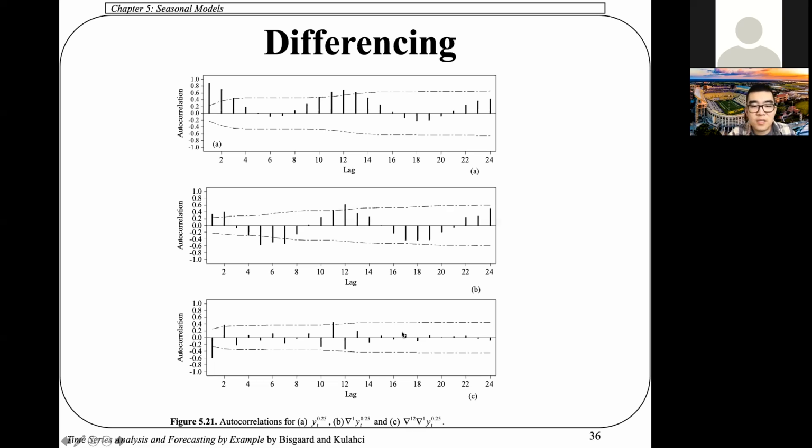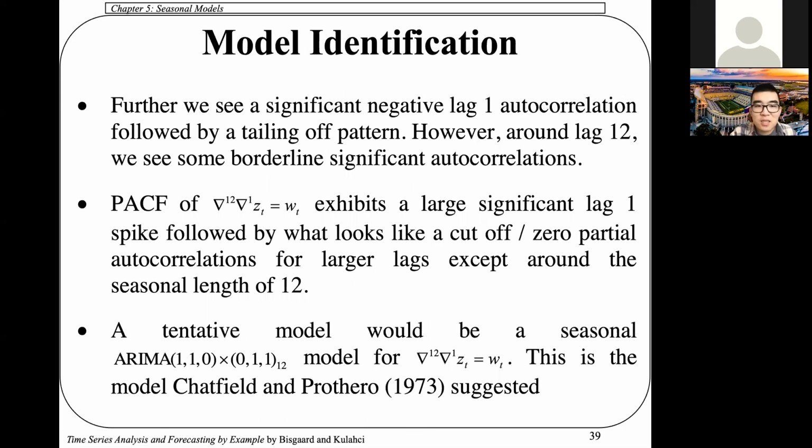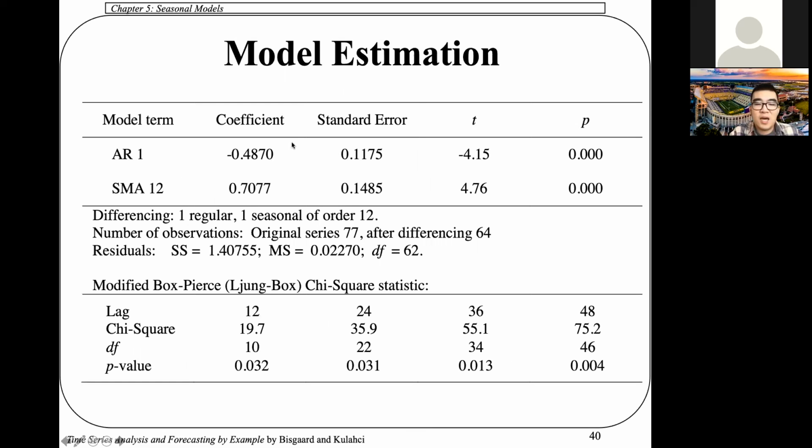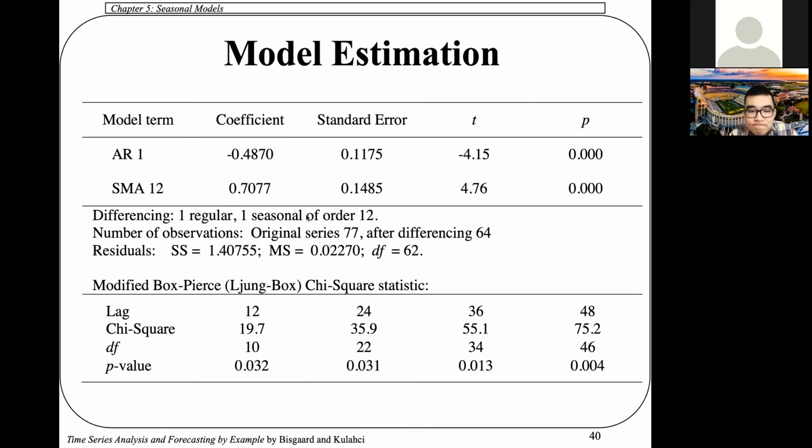Okay. So this is the ACF plot, and this is the PACF plot. I think you should be very good at this. By looking at this plot, the textbook suggests that we use an AR1 SMA12 model, that is the ARIMA (1,1,0) times (0,1,1)12 model. Just by looking at the ACF and the PACF plot, you can think that this is your starting point.